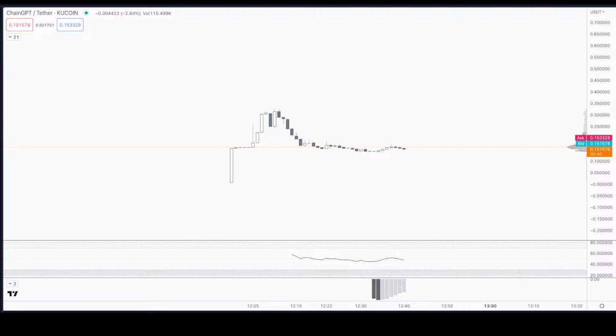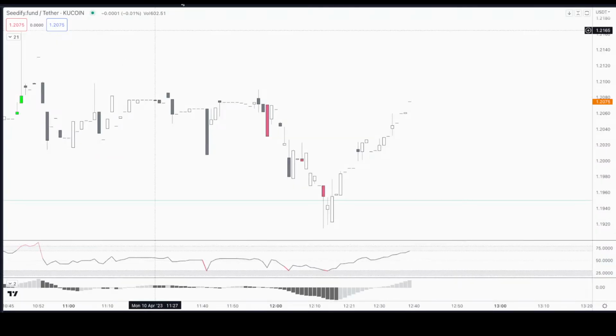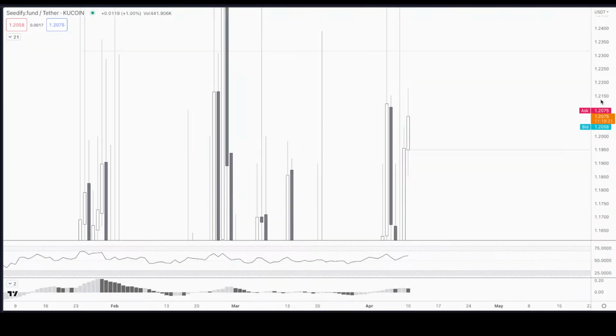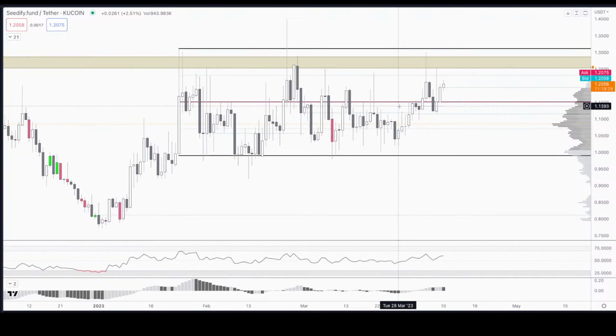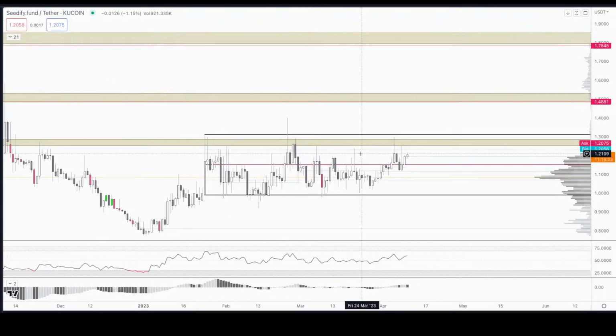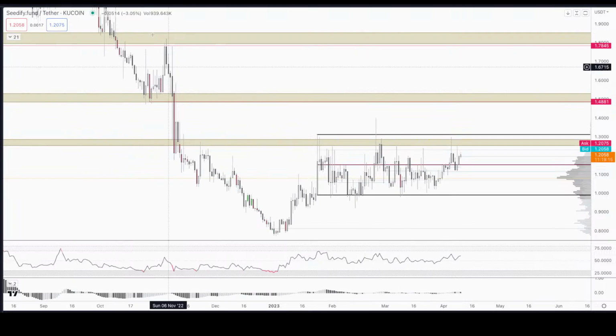Right, and CDFI. I think CDFI has a pretty clear chart. I mean, if it breaks up from here, which it looks like it will, then this is an easy target. And since these are relatively lower caps, this could just rip like this if it starts moving.